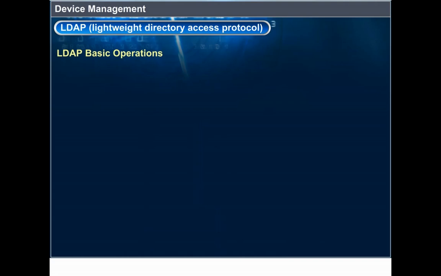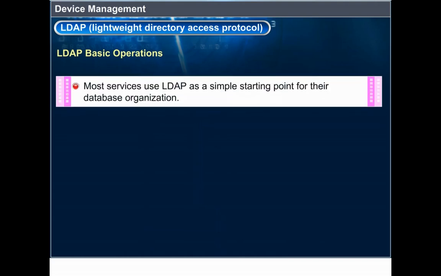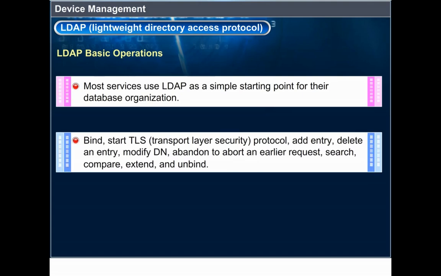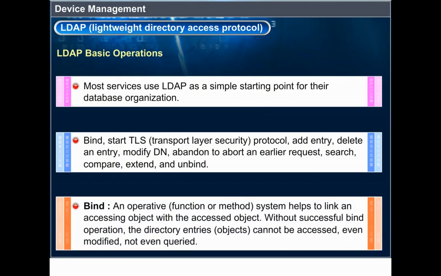LDAP basic operations. Most services use LDAP as a simple starting point for their database organization. Bind, start TLS (Transport Layer Security Protocol), add entry, delete an entry, modify DN, abandon to abort an earlier request, search, compare, extend and unbind. Bind is an operation, function or method to link an accessing object with the accessed object. Without a successful bind operation, the directory entry objects cannot be accessed, modified or queried.